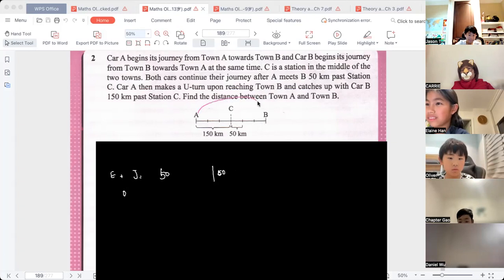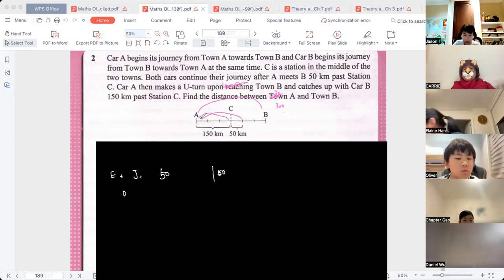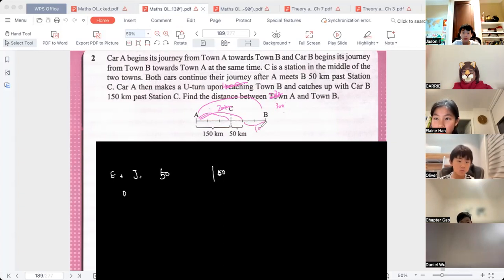For instance, I just assume the distance between A and B is 1,000. Can we do that? Of course. Maybe we use an easier number like 200, no, 300. Okay, easier number, 300. So A to C is 150, the middle. But they meet here, so obviously A has finished 200 kilometers, right? So B has finished 100 kilometers.